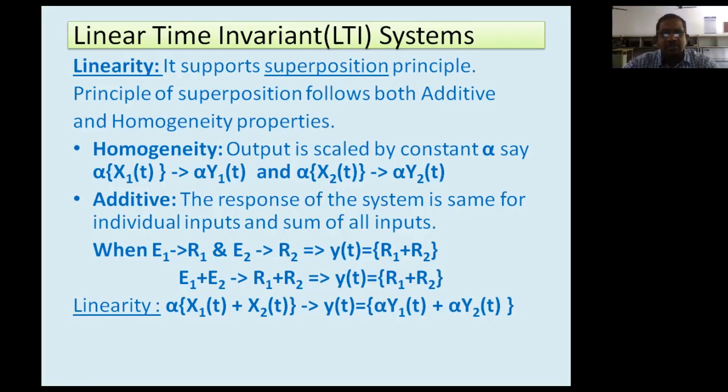So the output signal is always scaled by some constant alpha. What is the meaning of scaling? Say for example, the system processes the input signal and provides some scaling effect. If you are designing an attenuator, it is going to attenuate the input signal x1 of t. If you give input x1 of t as 10 volts, the output y1 of t will be around 5 volts. So there is a reduction of 5 volts.